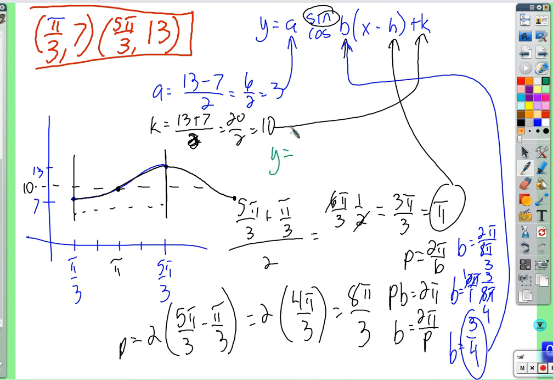The equation is y equals A, which is 3, times the sine wave like that, starting out there, going down like this, coming back up. Times the sine of B, which we just found out is 3/4, times x minus h. What was h? Right there. Plus k, which was 10. There's our whole equation.